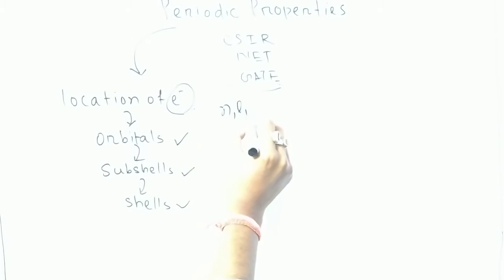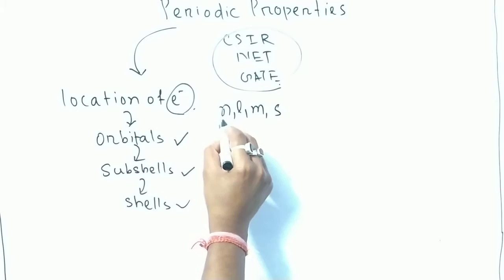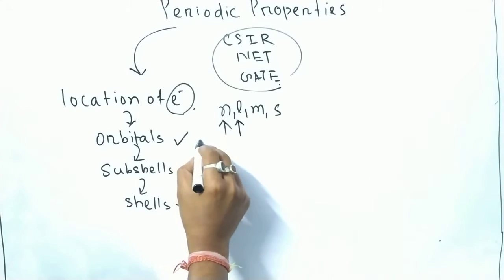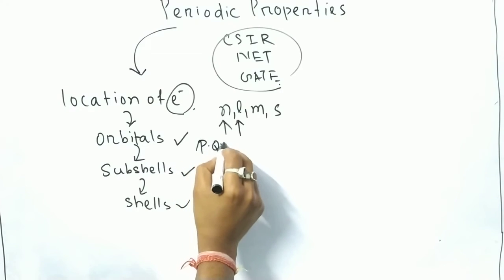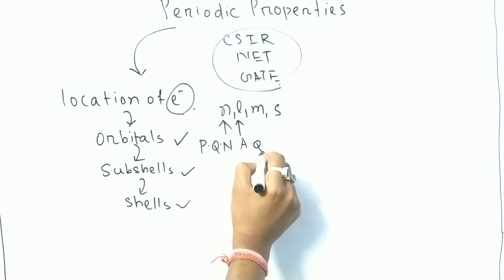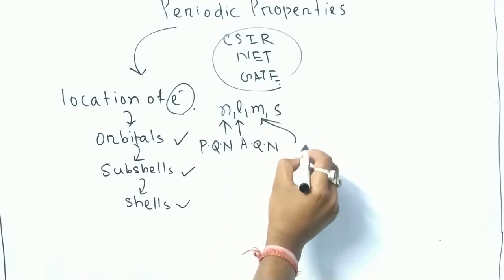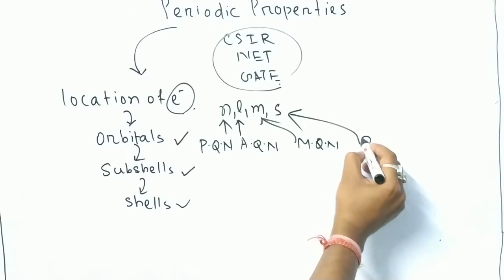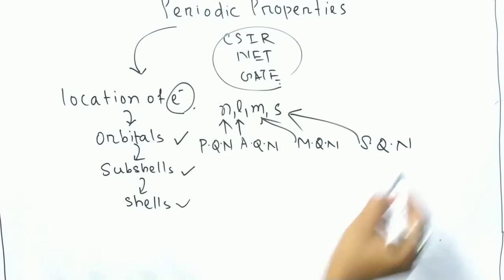quantum numbers, represented like n, l, m, s. n represents the principal quantum number. Clear? And l represents the azimuthal quantum number. m represents the magnetic quantum number, and s represents the spin quantum number. Clear?